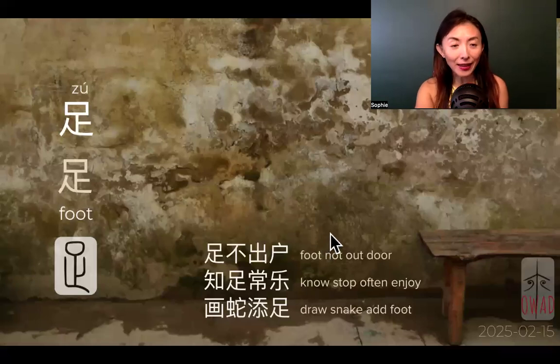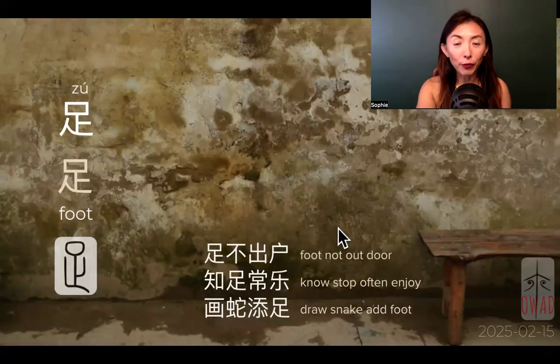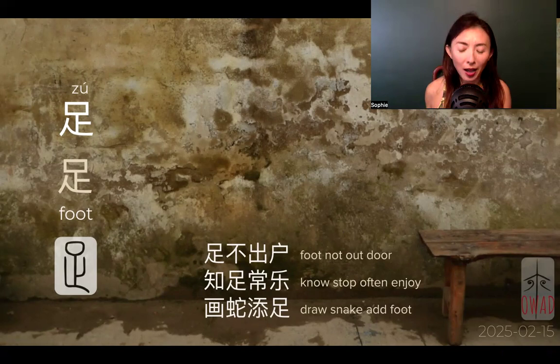Today's body part is foot, the whole foot. As an English learner, not a native speaker, it took me some time to figure out how to pronounce foot versus food. Both have double O's in there, but one is shorter, one is longer.